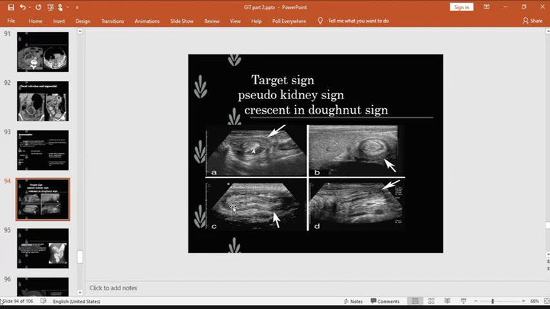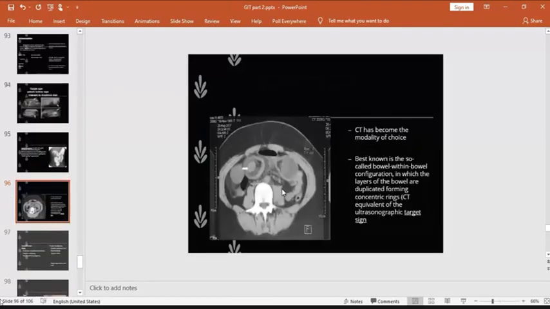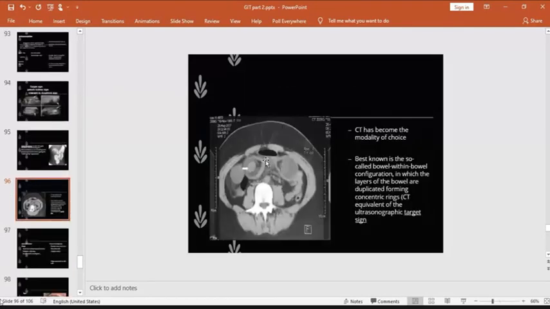This is produced by ultrasound. On the barium study, if you look at this filling defect, the invagination of one segment into another demonstrates the intussusception as an occluding mass prolapsing and giving the coiled spring appearance. This is a bowel within a bowel.